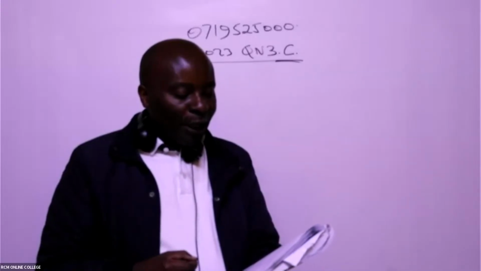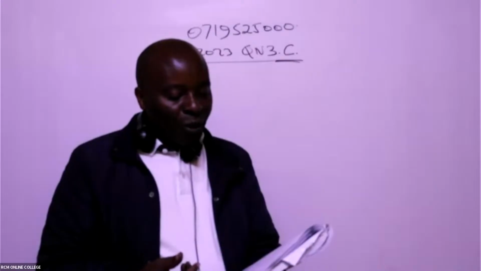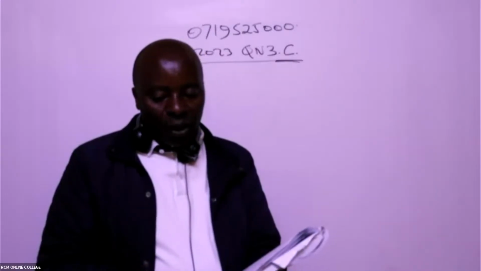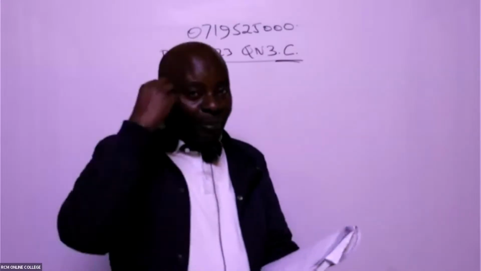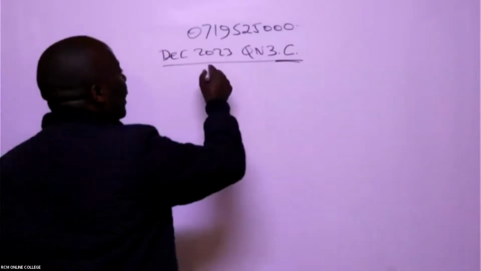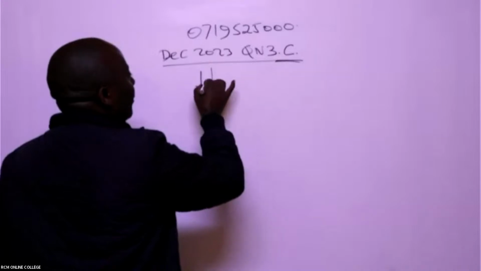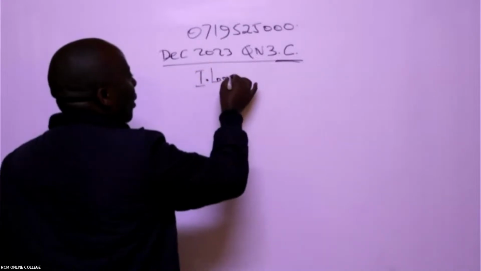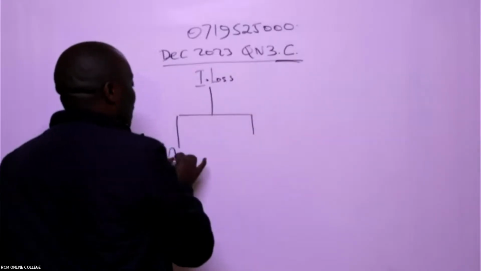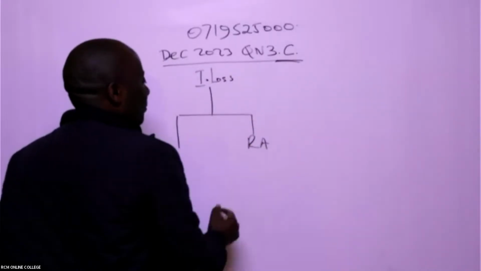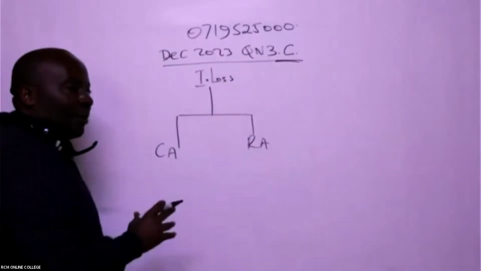So they want me to calculate the impairment loss to be recognized in the accounts of EE Limited. At the back of my mind, I know I've got my impairment loss, and I know the formula: impairment loss is CA minus RA.